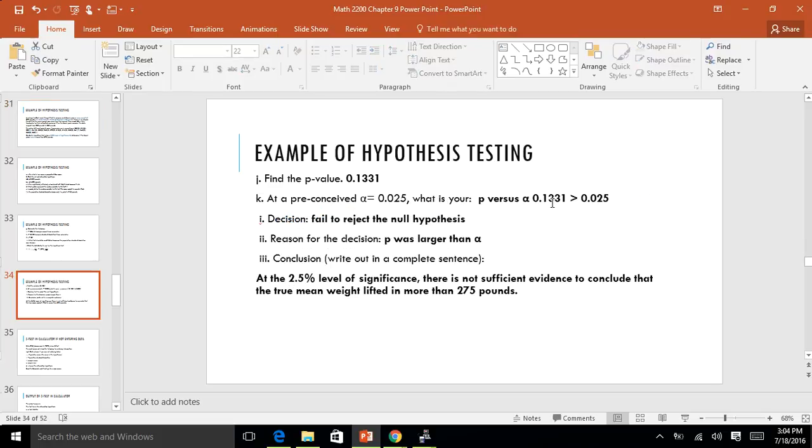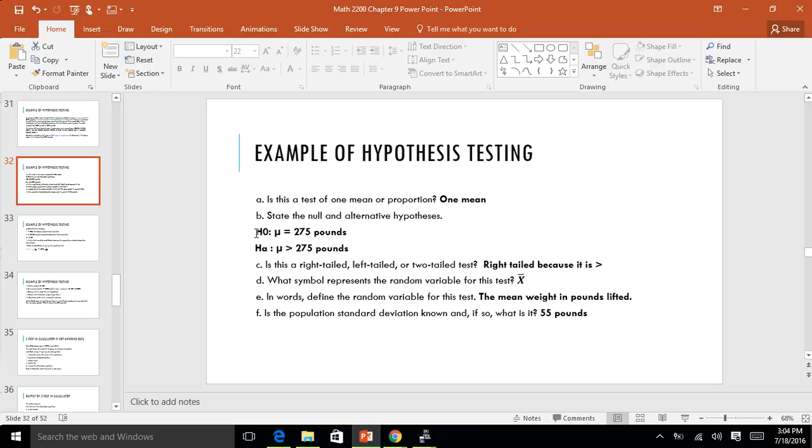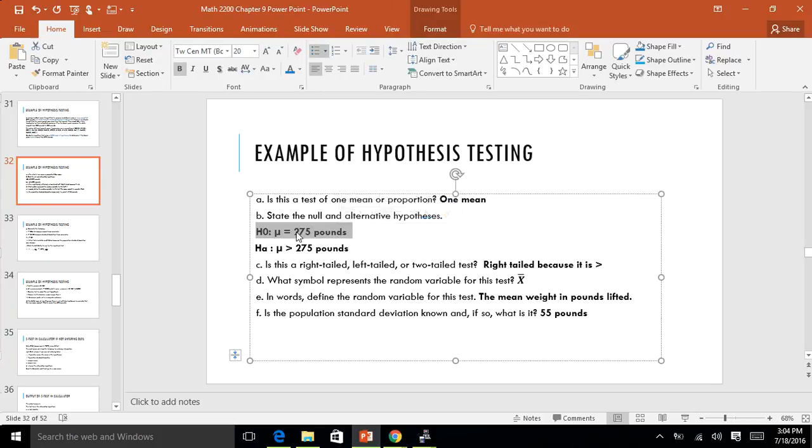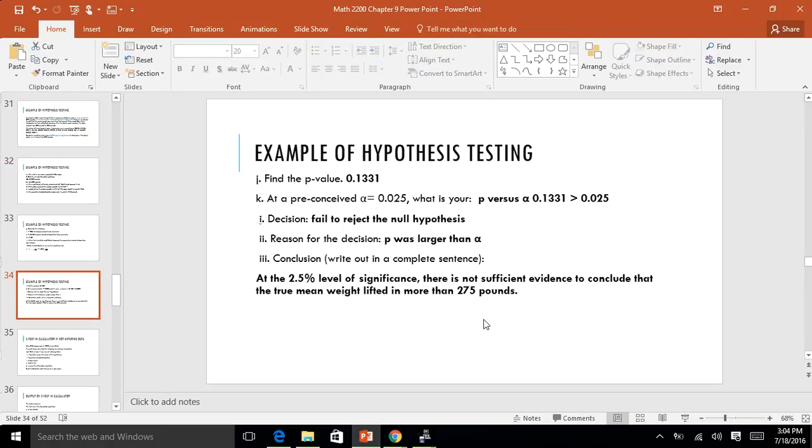So since my p-value is greater than my level of significance, because you can see that right here, I fail to reject the null hypothesis. Why? Again, p was larger than alpha. So what I can say is, because I failed to reject my null hypothesis, that means I'm keeping this hypothesis. I'm keeping where the mean equals 275. But I need to base it on my alternative. So at the 2.5% level of significance, there is not sufficient evidence to conclude that the true mean weight lifted was more than 275 pounds.